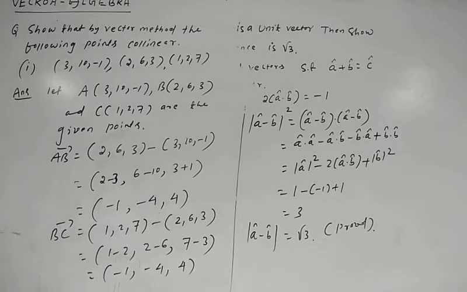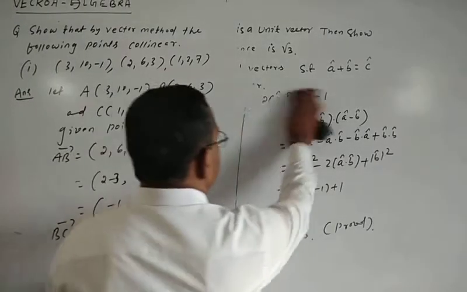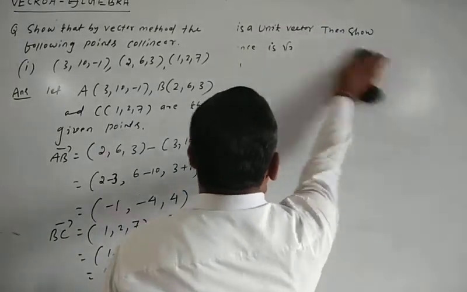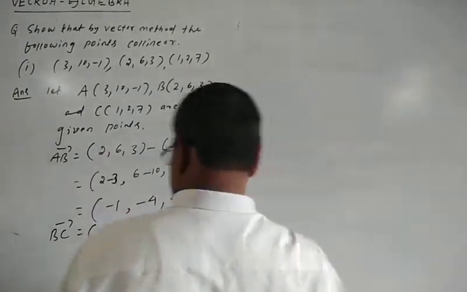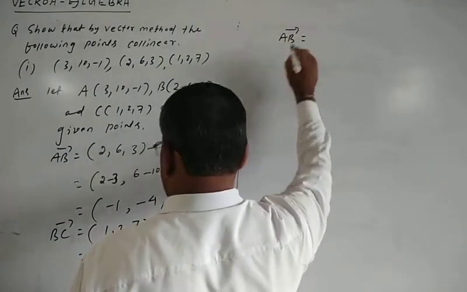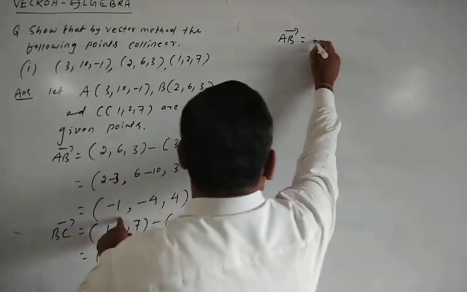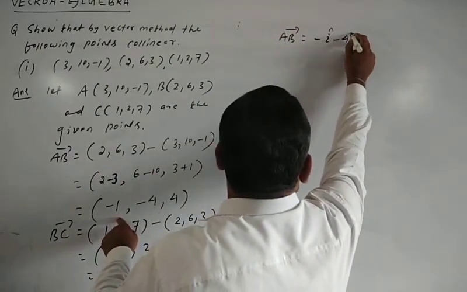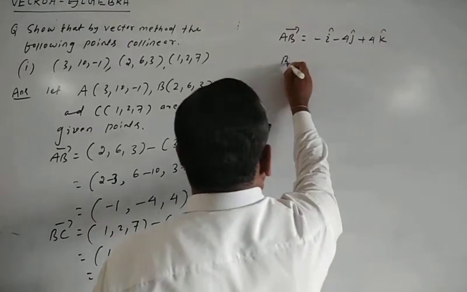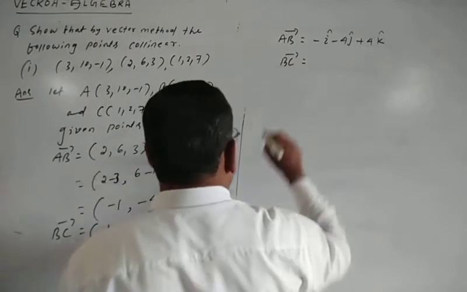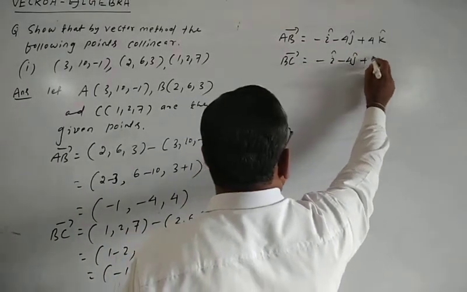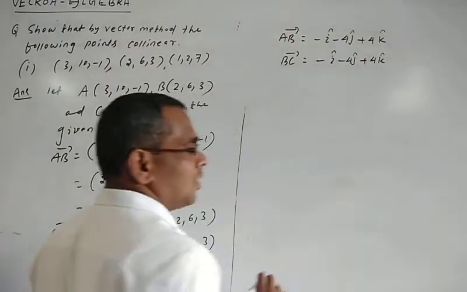So here AB vector is equal to minus i cap minus 4j cap plus 4k cap, and BC vector is equal to minus i cap minus 4j cap plus 4k cap. Clearly these two vectors are equal.